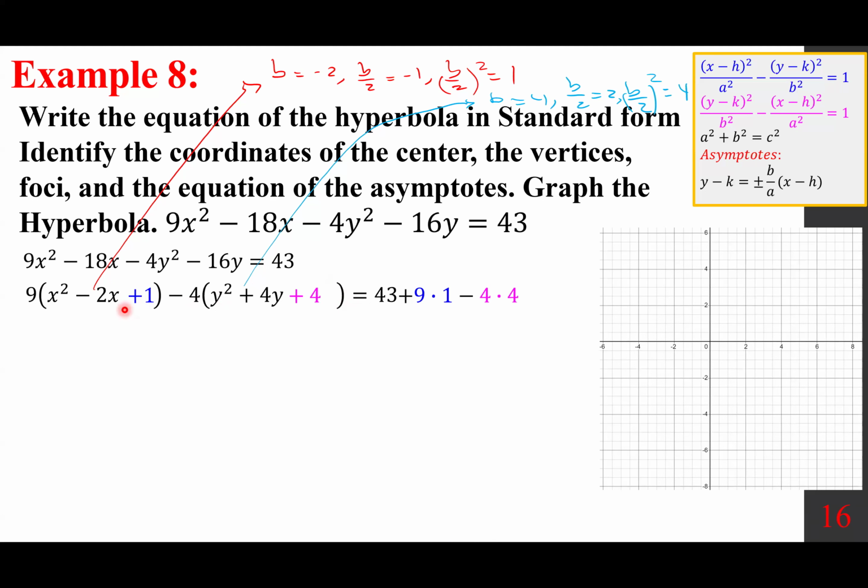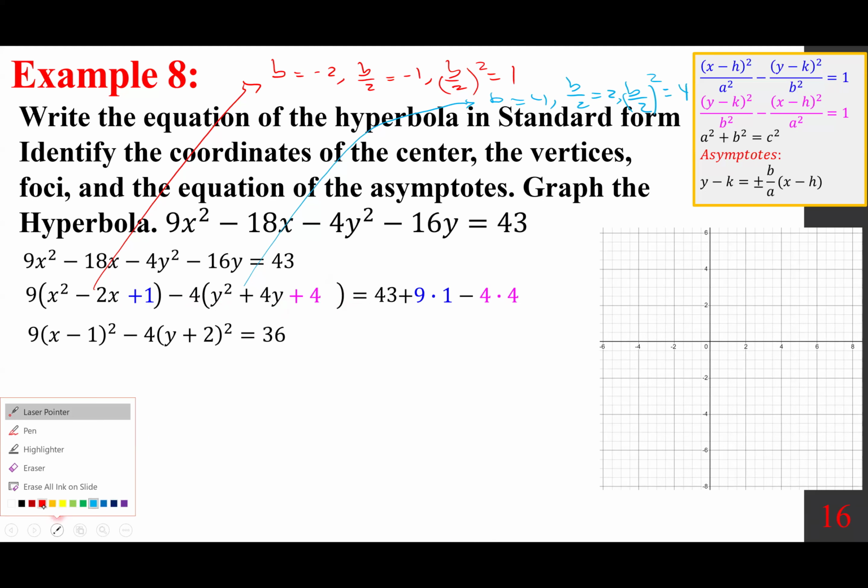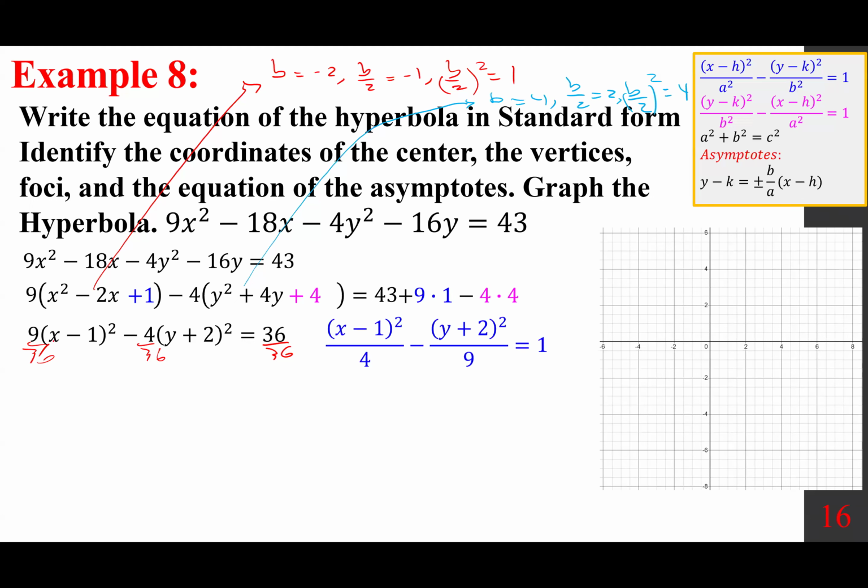This becomes x minus 1 squared. This becomes y plus 2 squared, and they add up to 36. Divide both sides by 36 to make the right side 1. And we get x minus 1 squared over 4 minus y plus 2 quantity squared over 9 equals 1. We are in business. So that's the equation in standard form. We want to find everything else and graph it.